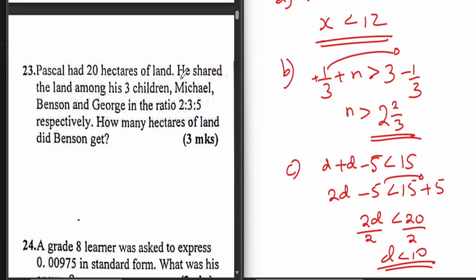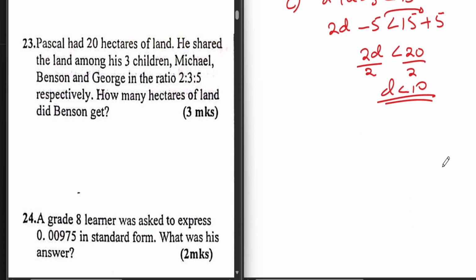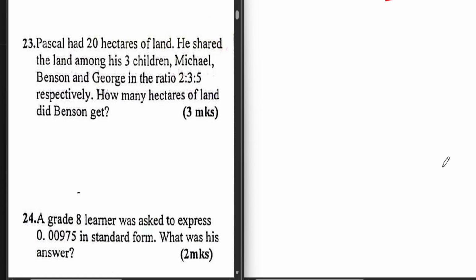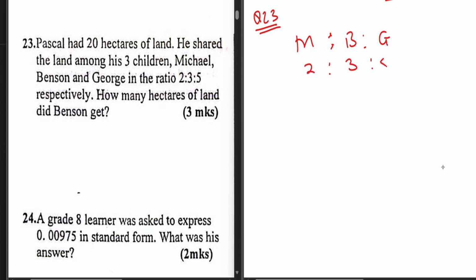Question 23. Question 23 is telling you that Pascal had 20 hectares of land. He shared the land among his 3 children, Michael, Benson, and George. So Michael, Benson, and George, MBG. The ratio is 2 is to 3 is to 5. Okay, so respectively, how many hectares of land did Benson get? Now let's say the total ratio of the 3 of them is going to be 2 plus 3 plus 5, which is going to be 10. So we have 10 shares here.